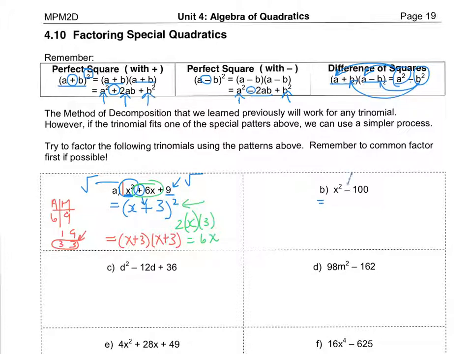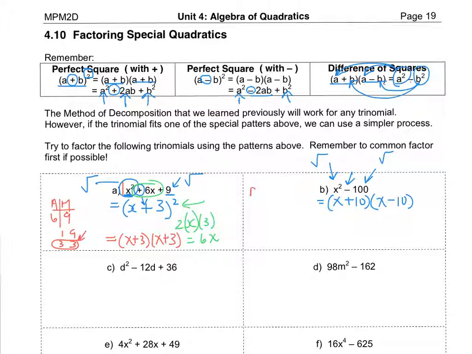All right, so let's try that with example B. It looks like I have a difference. I'm subtracting. I can square root the x squared and get an x, and I can square root the 100 and get 10. So I take the square root of the first, which will just be an x, and put it at the beginnings of my brackets. I square root the last, which is going to be 10, put that at the ends of my brackets, and then make one a plus and one a minus. So when I expand that, I'll get an x squared, a minus 10x, but then a plus 10x. The minus 10x and the plus 10x cancel each other out, and then minus 100.